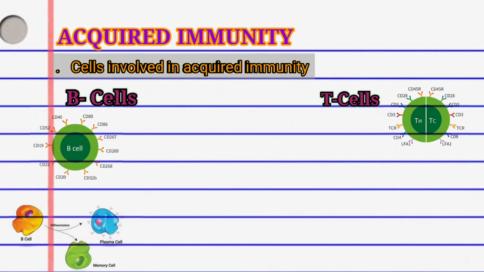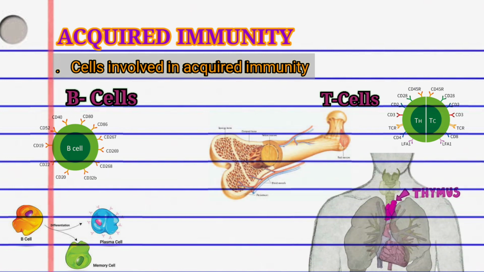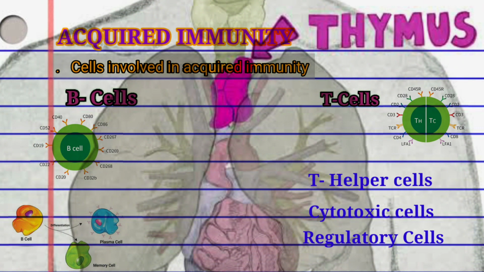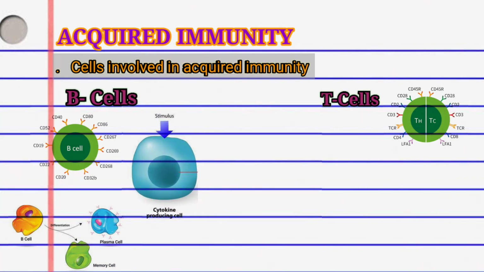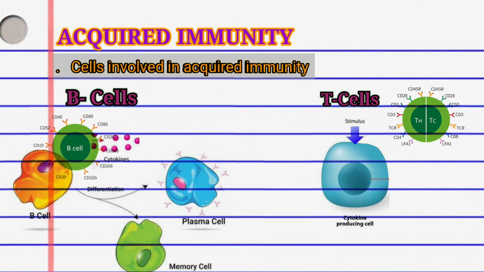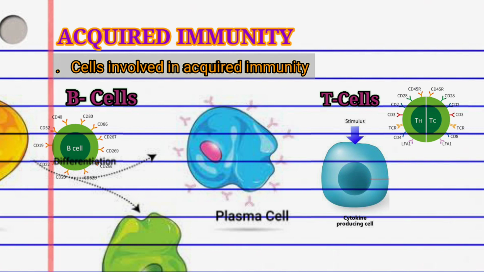T cells. T cells originate in the bone marrow and develop in the thymus. These cells are differentiated into helper cells, cytotoxic cells, and regulatory cells. These cells are released into the bloodstream. When these cells are triggered by an antigen, helper T cells release cytokines that act as messengers. These cytokines initiate the differentiation of B cells into plasma cells, which release antibodies against the antigens. The cytotoxic T cells kill the cancer cells, and regulatory T cells regulate immune reactions.